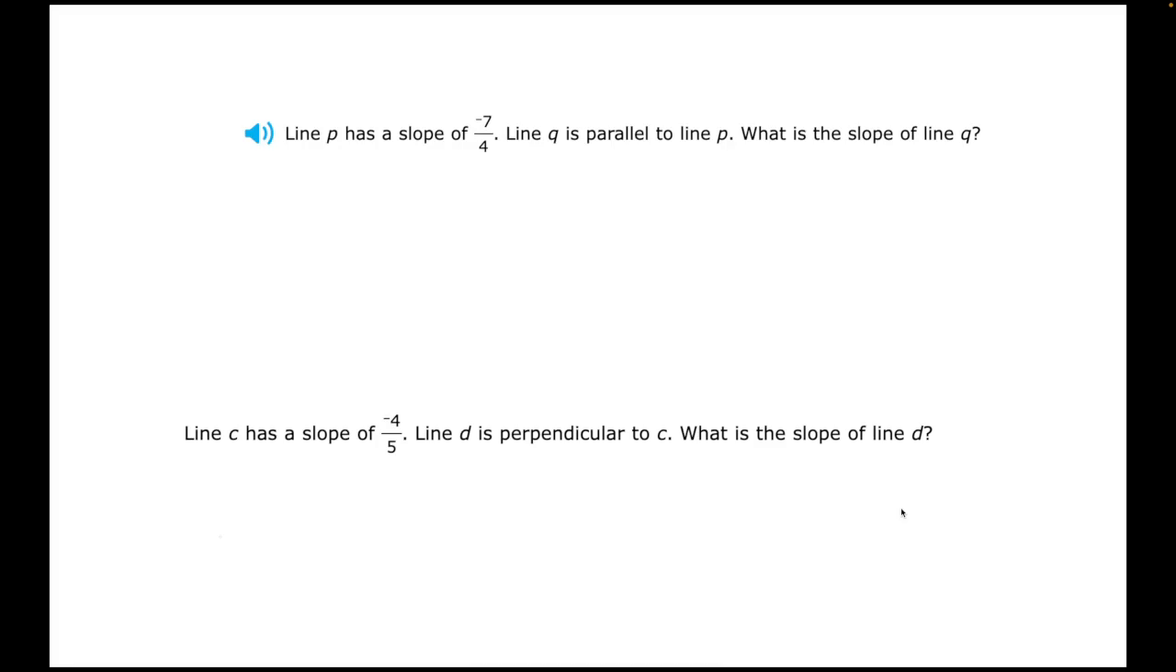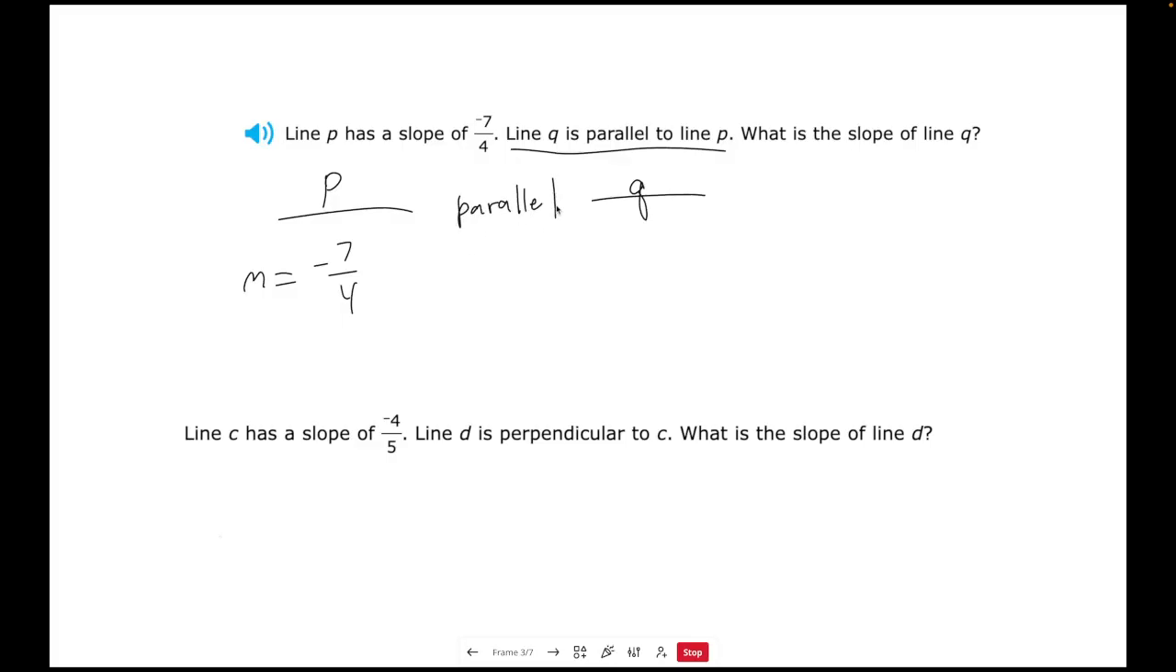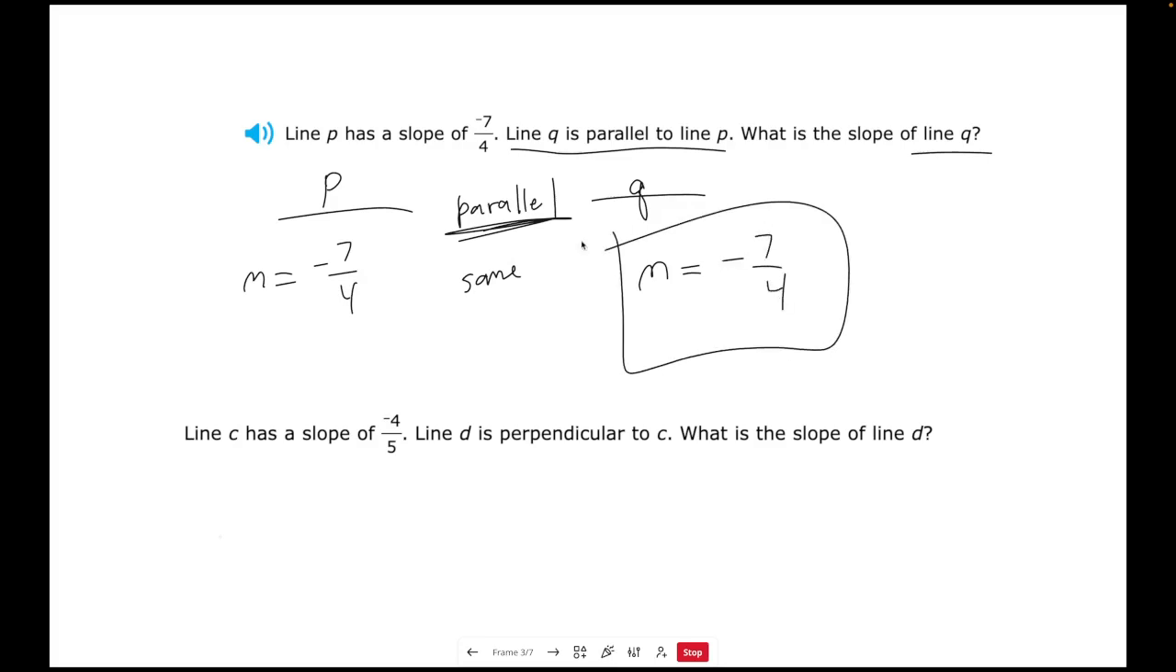So here we go. It says line P has a slope of -7/4. All right, let's stop. Line P has a slope, remember that's m, of -7/4. Cool. Line Q is parallel to line P. So we know we have line Q, and we know that they are parallel. What is the slope of line Q? So we need to find the slope. Well, if they are parallel lines, we said that they have the same exact slope. Same slope. So if they have the same slope, that would mean that line Q has to have a slope of -7/4, and we are done.